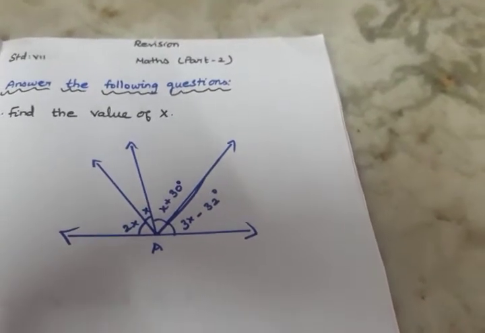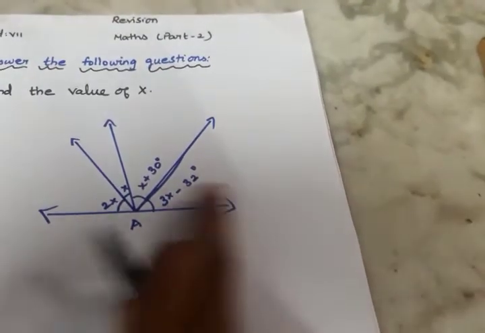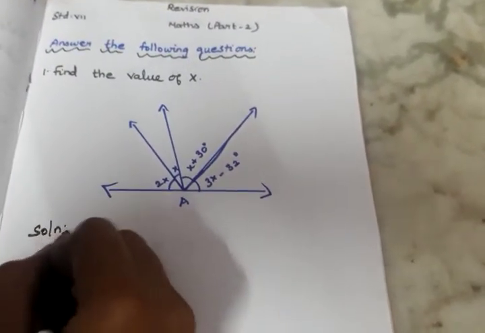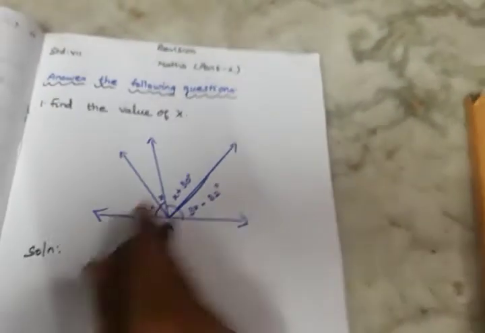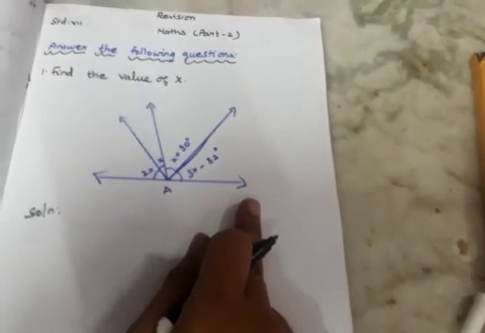Now we are going to learn revision for online test 2. First one, find the value of x. This is adjacent angles. So first solution, this one is adjacent angles. The sum of all the angles adds up to 180 degrees.